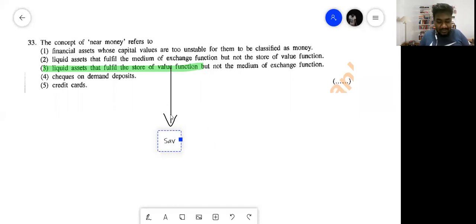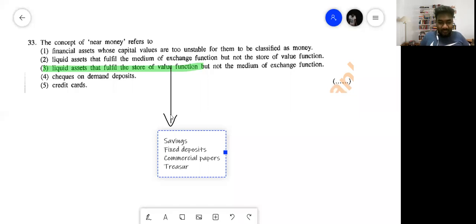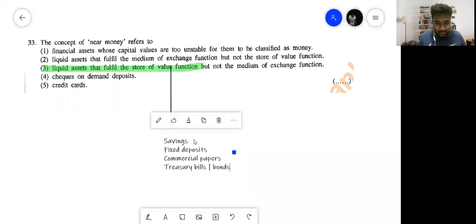So examples: savings accounts, right? Guys, near money, you don't have notes and coins. Savings accounts, you have fixed deposits, which means time deposits, guys. Then you have commercial bills, commercial papers, treasury bills. You can even put bonds. That's fine. All of this is what you call near money. You have promissory notes, different other stuff as well. So this is near money.